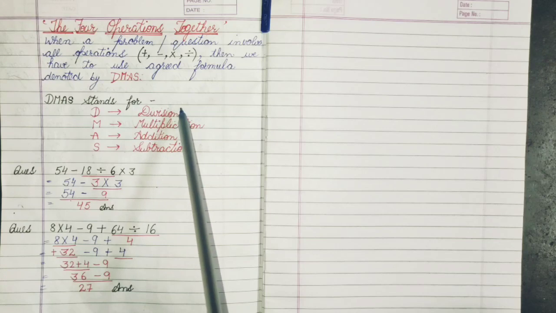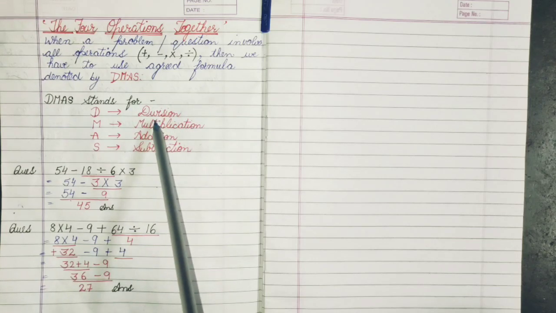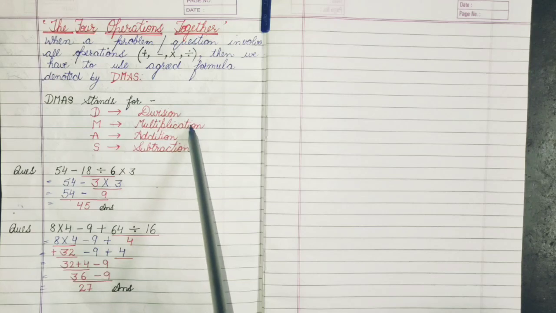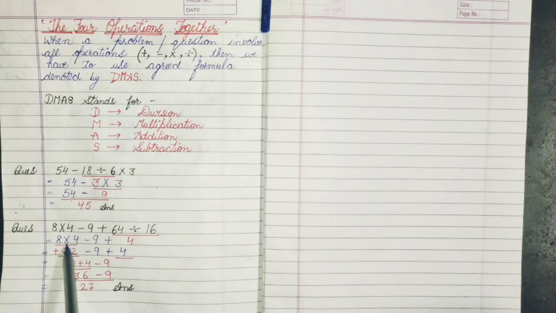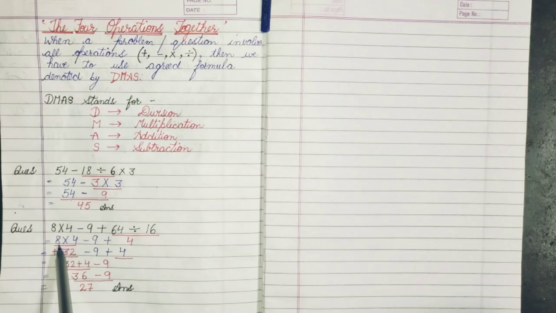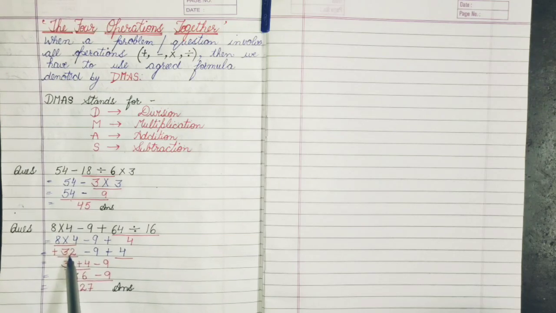Our second step is what we have to do. We have to do the multiplication. So to do the multiplication, we have to underline those digits or numbers which are involved in multiplication. You can see here 8 and 4 are involved in multiplication. So we will underline them. 8 fours are, who will tell? 8 fours are 32.